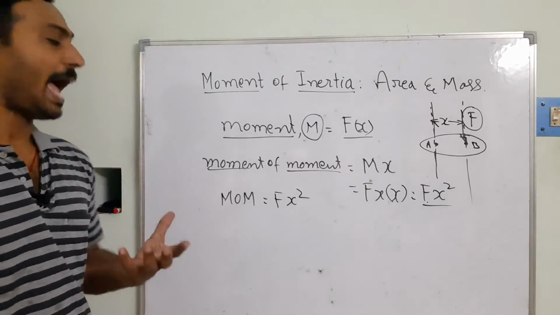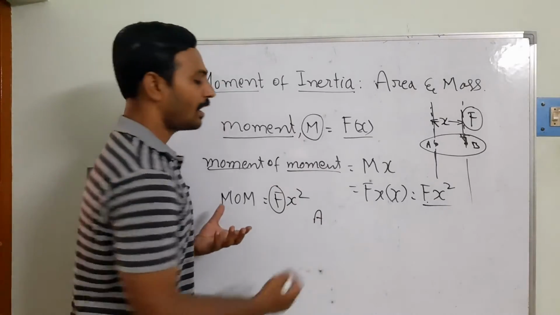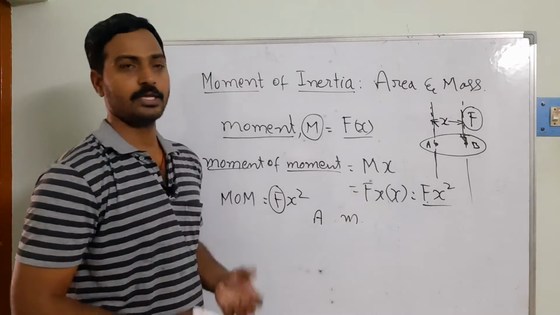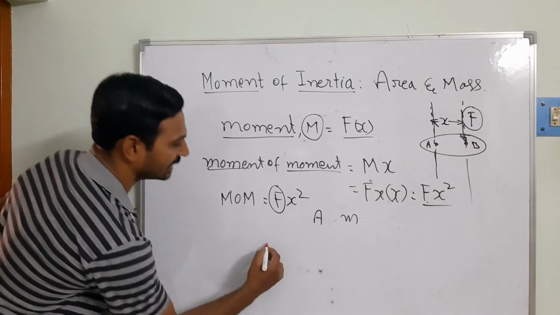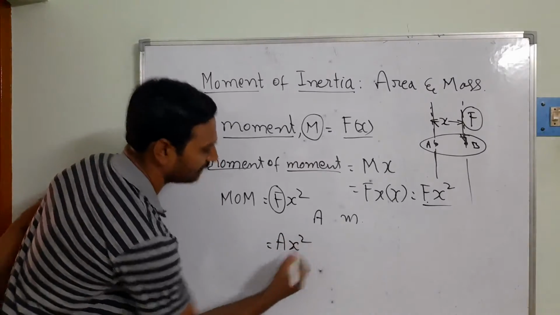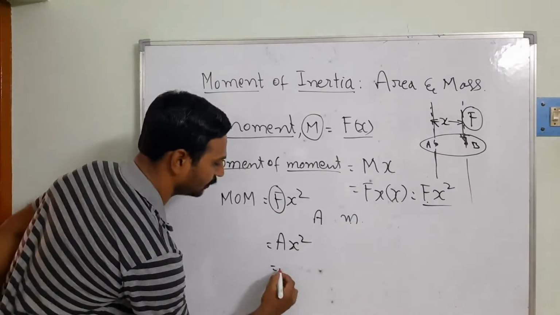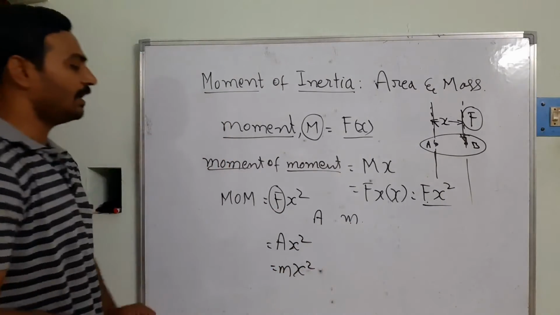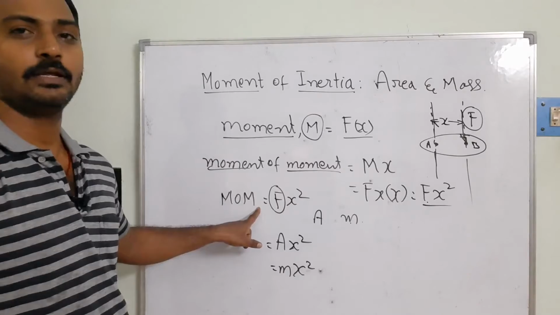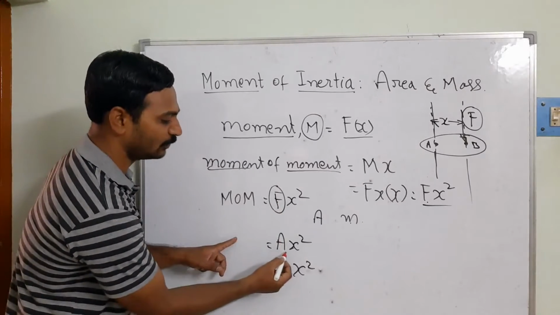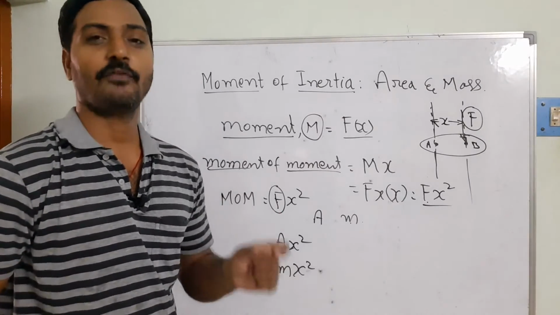Suppose I replace this force with the area of the plane figure or the mass of the body. If I replace the force with A, then what will happen? I will get A into X squared. Similarly, if I replace F with the mass, that's going to be M into X squared. Can you see? When the force into the square of the perpendicular distance, we call it the moment of moment. But if I replace the force with A, then the terminology we call is the moment of inertia of a plane area.